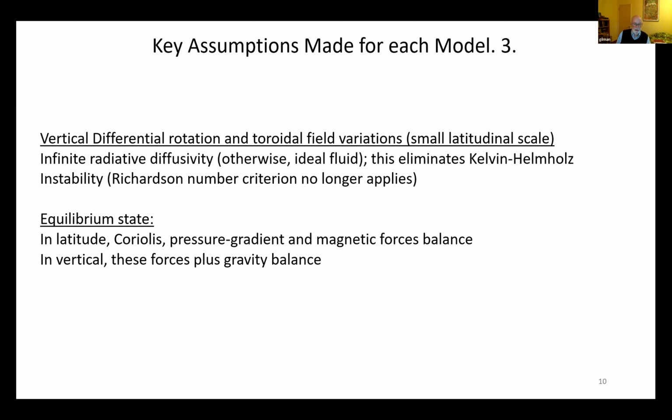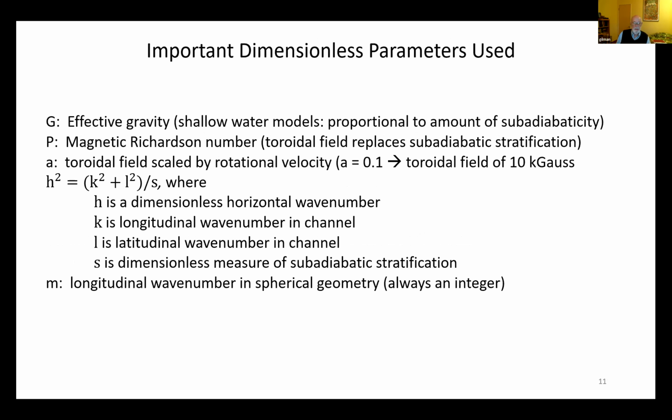In latitude, the Coriolis pressure gradient and magnetic forces balance, and in the vertical, these forces plus gravity balance. Now, there are some parameters you're going to see in some slides here. I'm not going to give all the details of them, but the capital G is the effective gravity. That comes in for shallow water models and anything 3D. There's a magnetic Richardson number, which is like an ordinary Richardson number, where instead of the subadiabatic stratification, you put in a toroidal field strength.